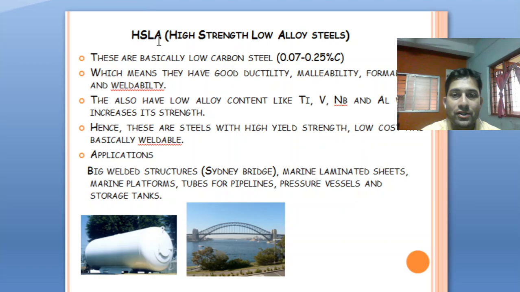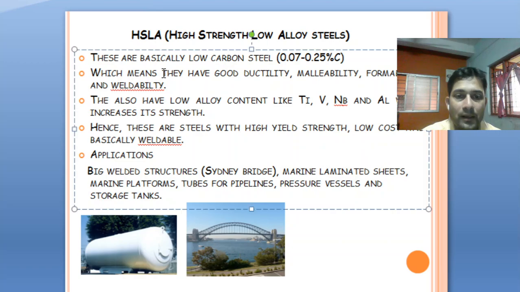It is because of this important property that this steel is used in n number of applications, that is weldability. Coming to the applications, you can see the Sydney Bridge, which is made in Australia, is completely made out of this HSLA alloy only. The basic feature which distinguishes this type of steel from the other types of steels is its weldability. Similarly, structures like the tubes for pipelines, pressure vessels, storage tanks, big welded structures are all made up of HSLA steels only.